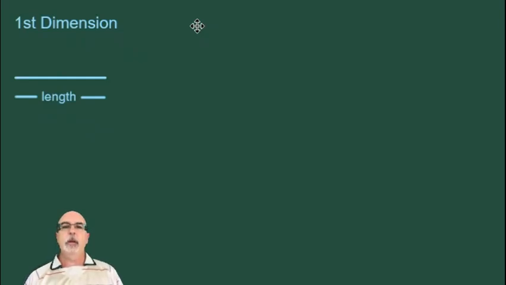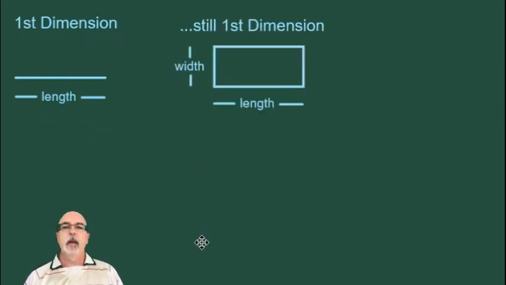Then we move into shapes like this rectangle. When I talk about the length and the width of the rectangle, I'm actually still only in the first dimension. The length is a measurement in one direction, left to right here, and the width is a measurement in a different direction, up and down in this diagram. Even though we're talking about two different measurements in two different directions, we're still in the first dimension.